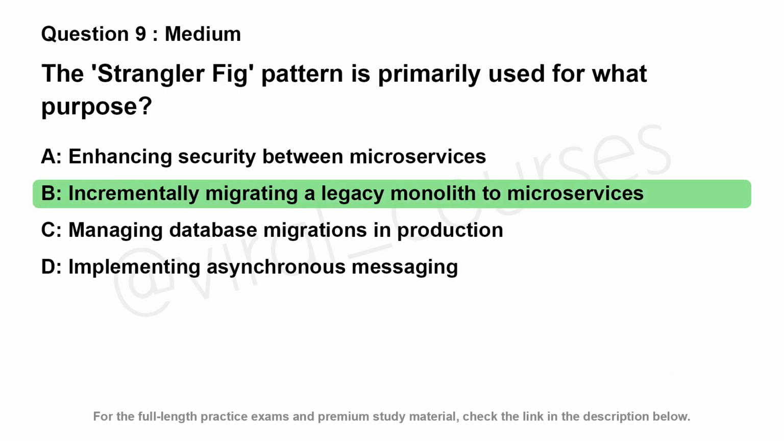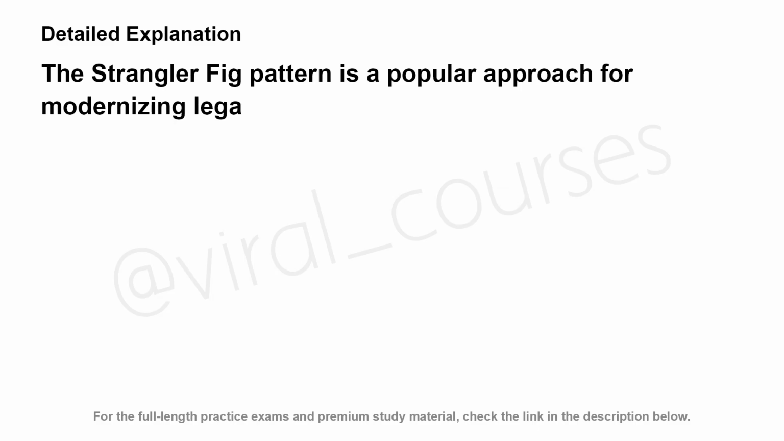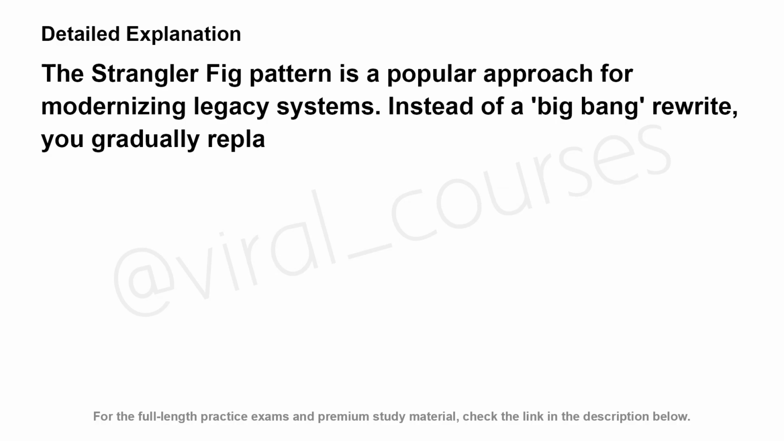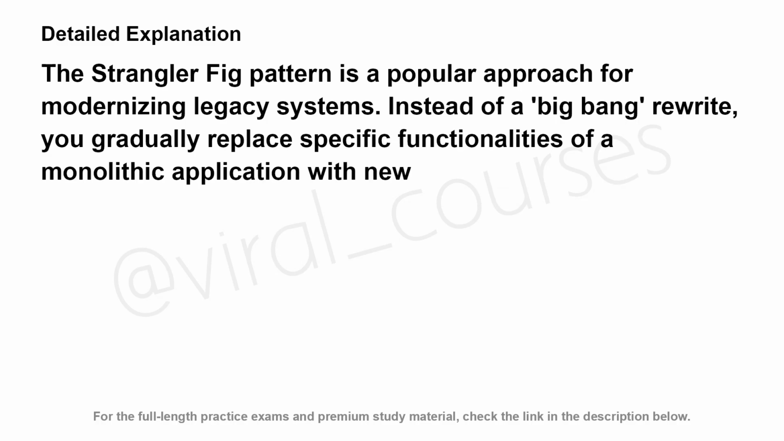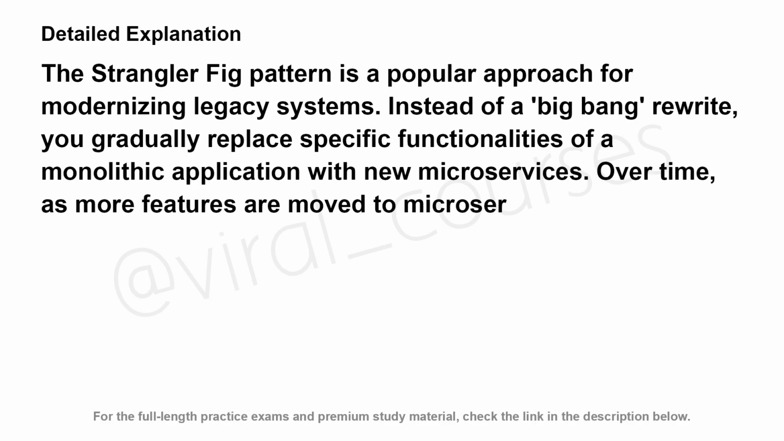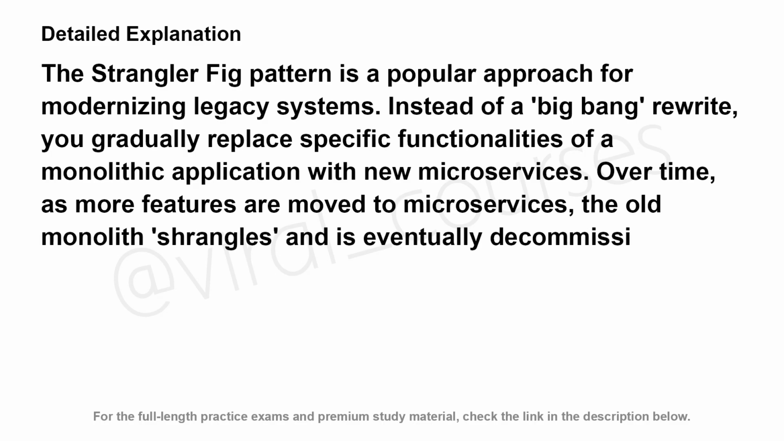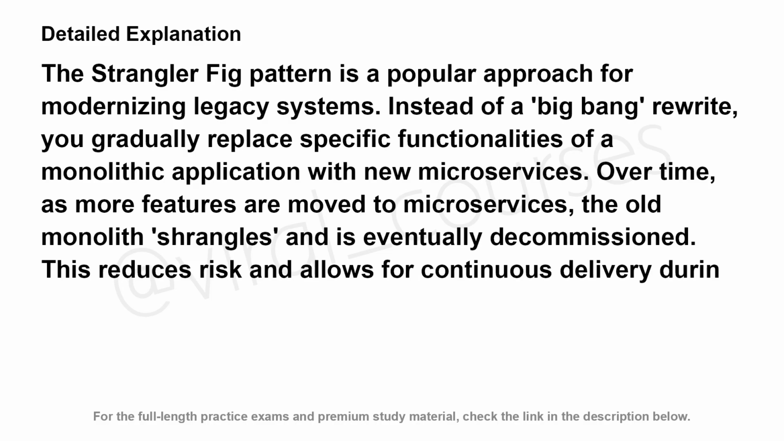The correct answer is B. The strangler fig pattern is a popular approach for modernizing legacy systems instead of a big bang rewrite. You gradually replace specific functionalities of a monolithic application with new microservices. Over time, as more features are moved to microservices, the old monolith shrinks and is eventually decommissioned. This reduces risk and allows for continuous delivery during the migration process.